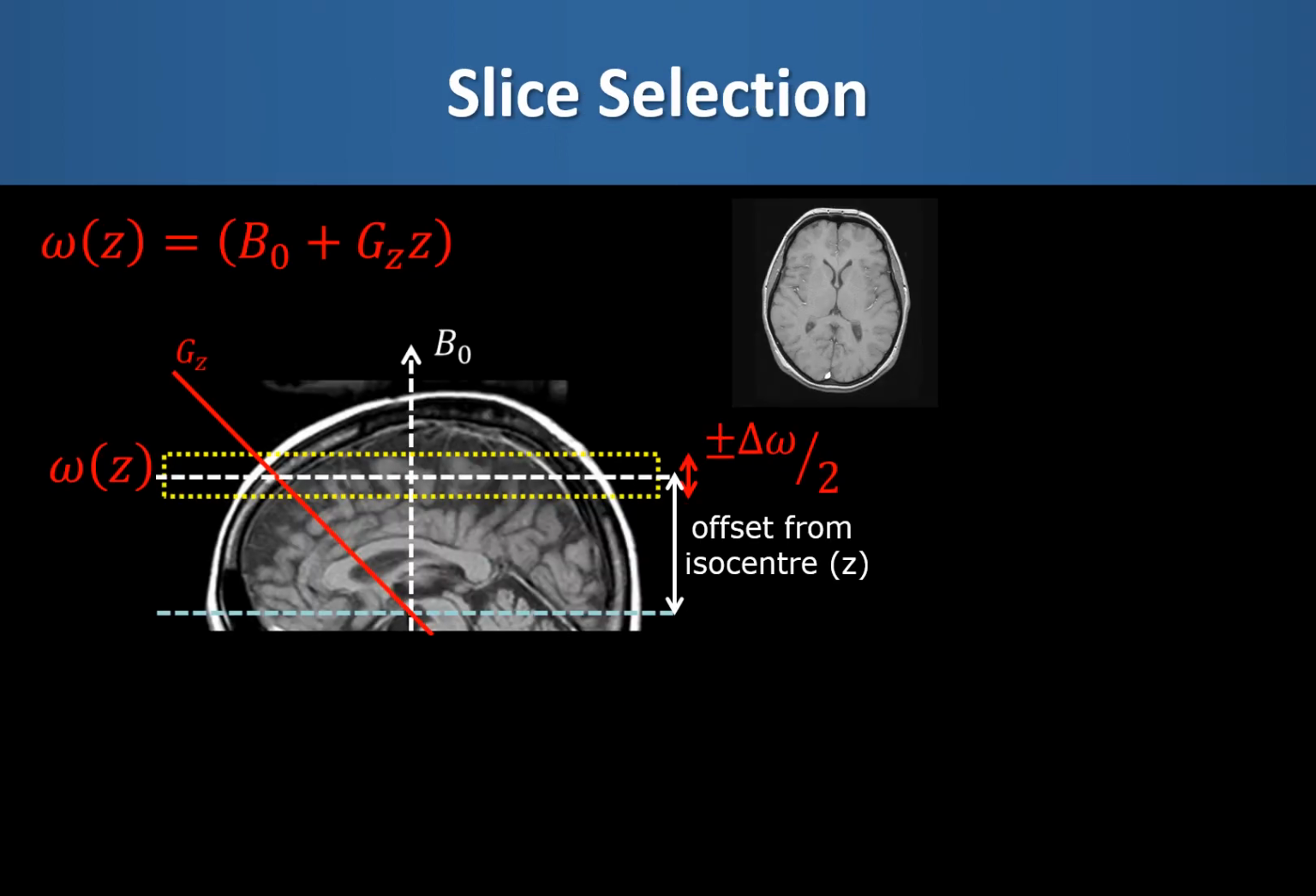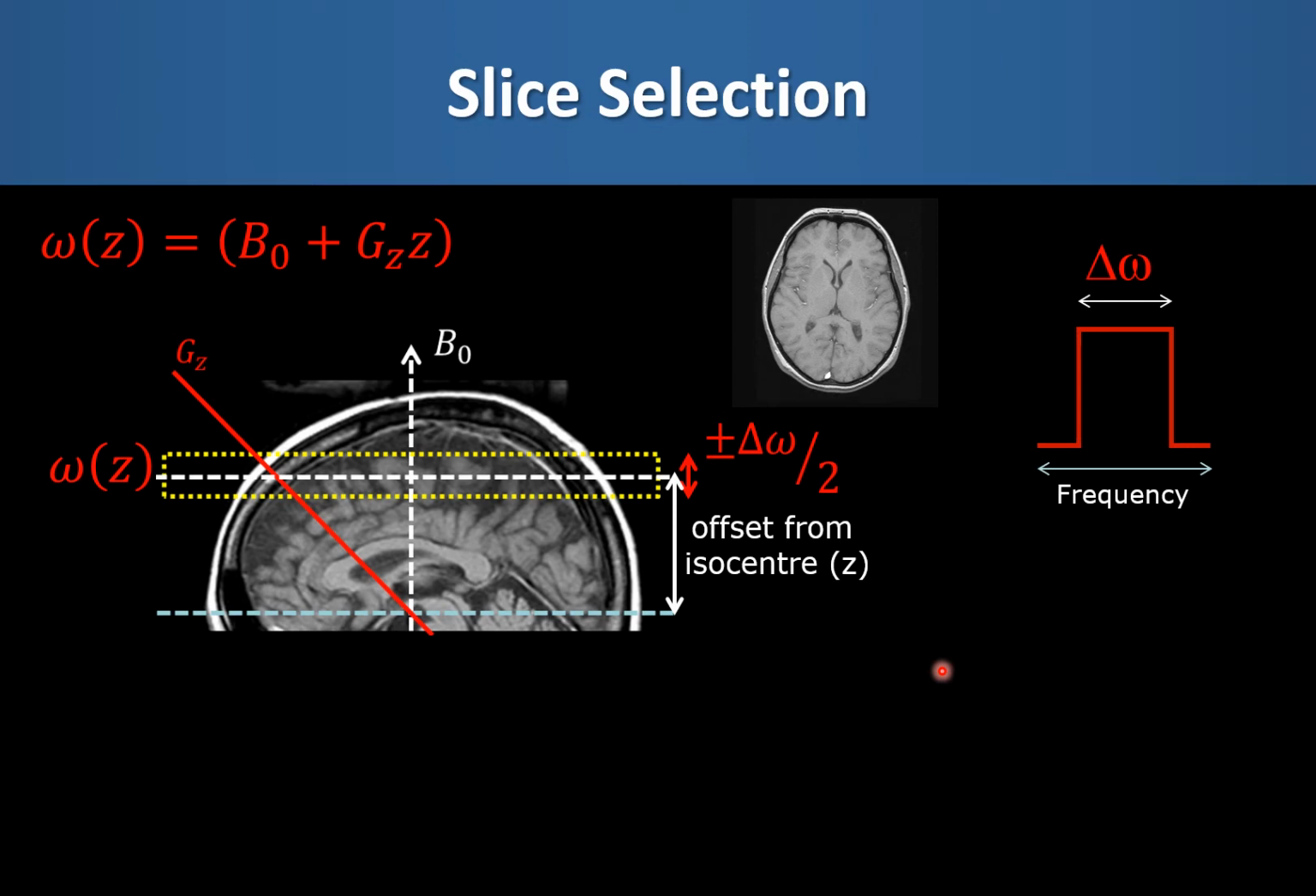We will start our discussion of spatial localization in MRI with the principles of slice selection. To acquire an axial slice through the brain, we will use the Z gradient as the slice select gradient. The frequency at the center of the slice is given by omega Z, where Z is the distance from the magnet isocenter. Because we need to excite a slice of finite thickness, we need to excite a range of frequencies about this center frequency. The slice profile in frequency space will look like a top hat function.